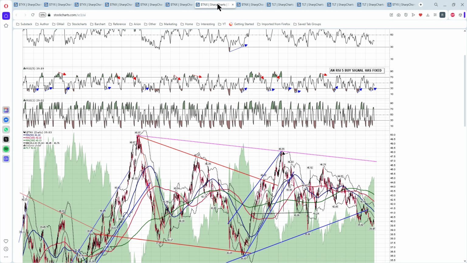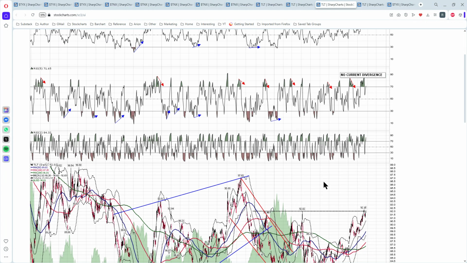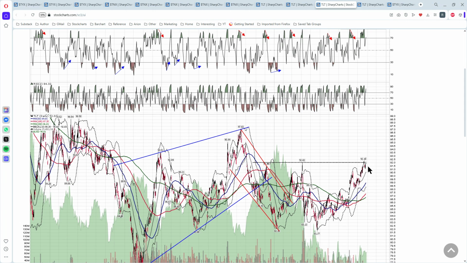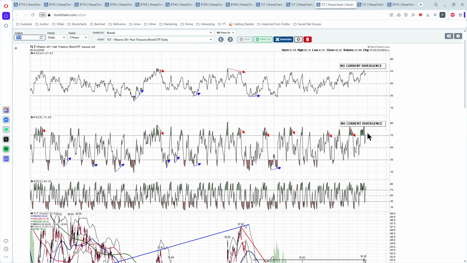We've got a nice daily RSI 5 buy signal already fixed on TNX and a double bottom because that low has already been retested. And on TLT, if we retest that double top, we get a nice little double top here, and we would also get a possible daily RSI 5 and daily RSI 14 sell signal brewing.